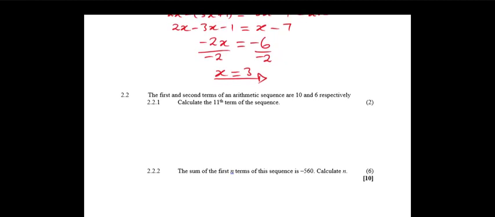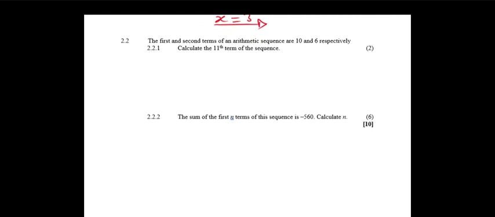Now, question 11: the first and the second terms of an arithmetic sequence are 10 and 6 respectively. Since this is an arithmetic sequence, what is the formula? The nth term is equal to a plus n minus 1 times d.